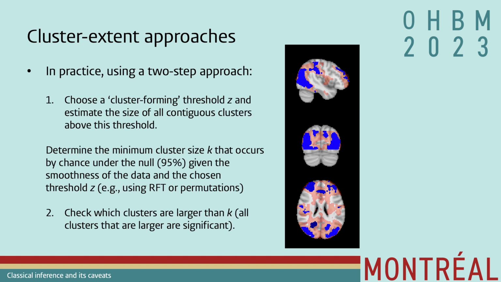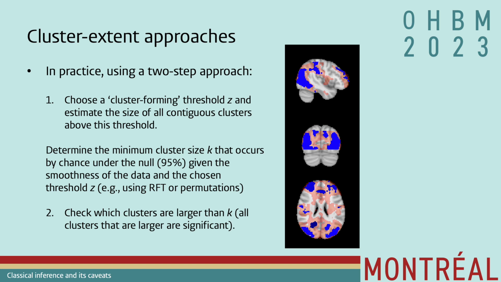In practice, we do this using a two-step approach. First, we choose what we call a cluster forming threshold Z, and we estimate the size of all contiguous clusters above this threshold. In the image that you see on the right, we have set a certain threshold, and everything in blue are the clusters that are above this threshold.